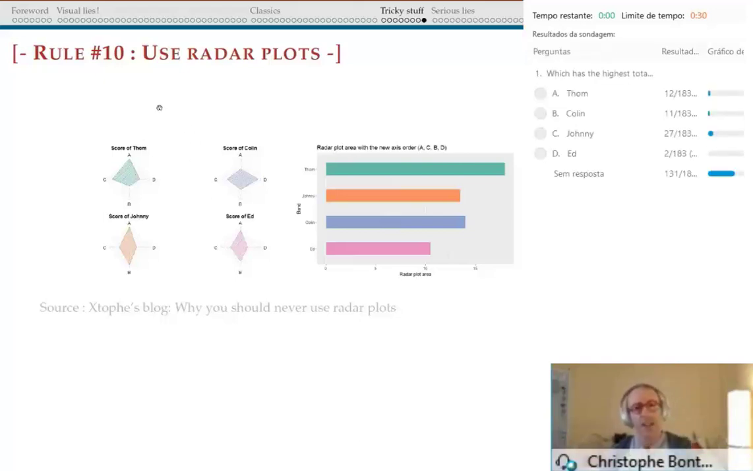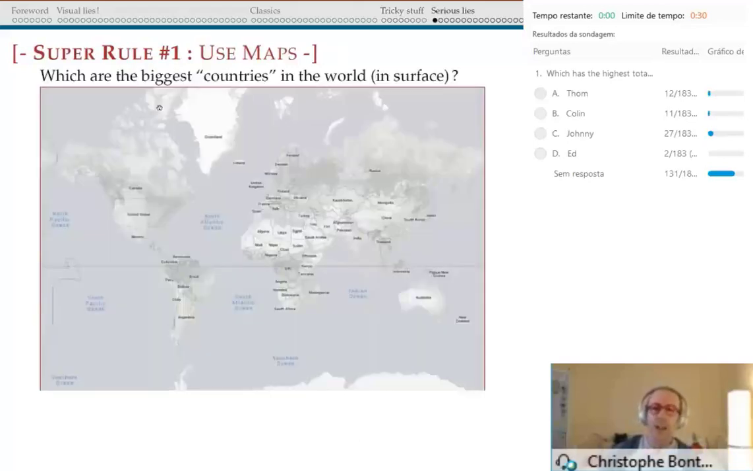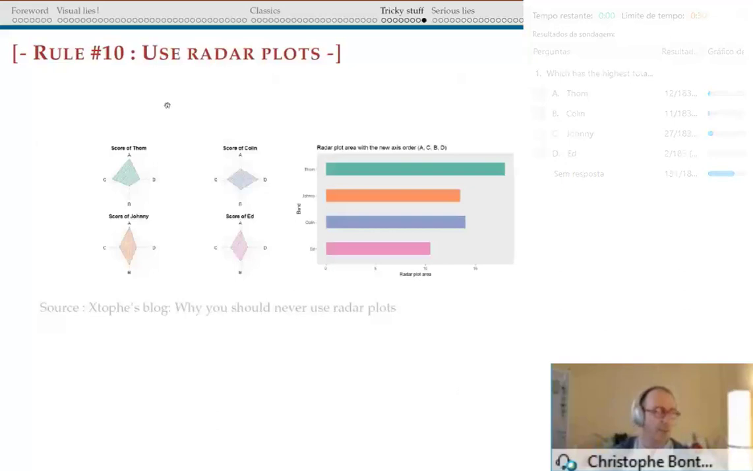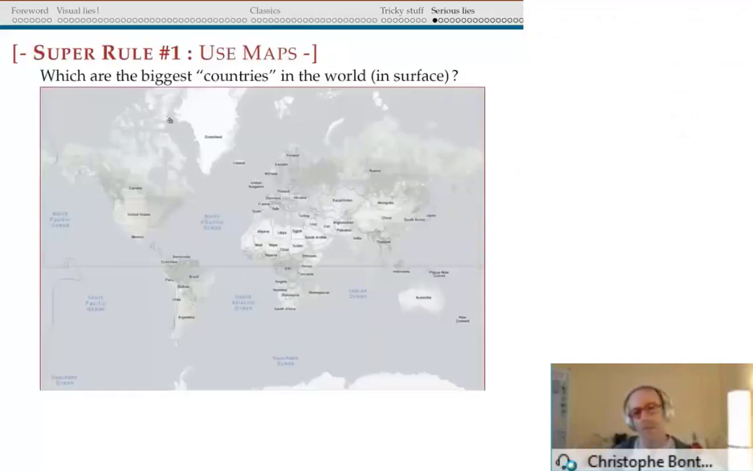So this was rule number 10. I told you that we have 10 rules, but I will finish with the super rule number 1. Use maps. I've showed you how difficult it is to compare circles on a map. And this is really important because we all use maps, either as reader or as data visualization provider.